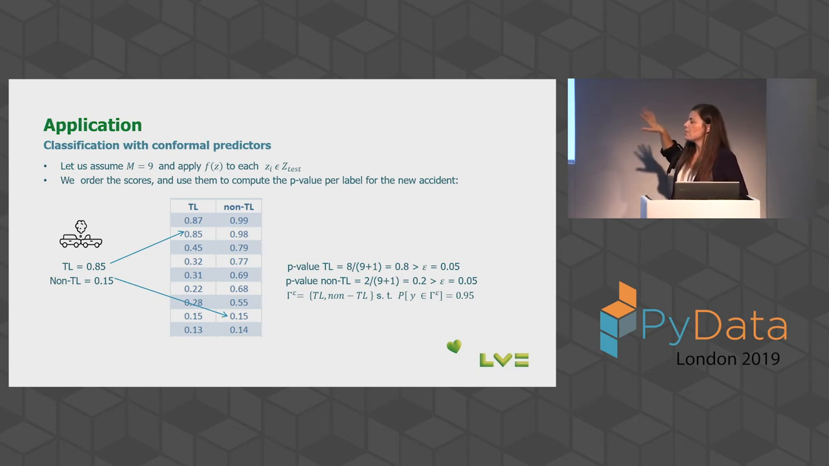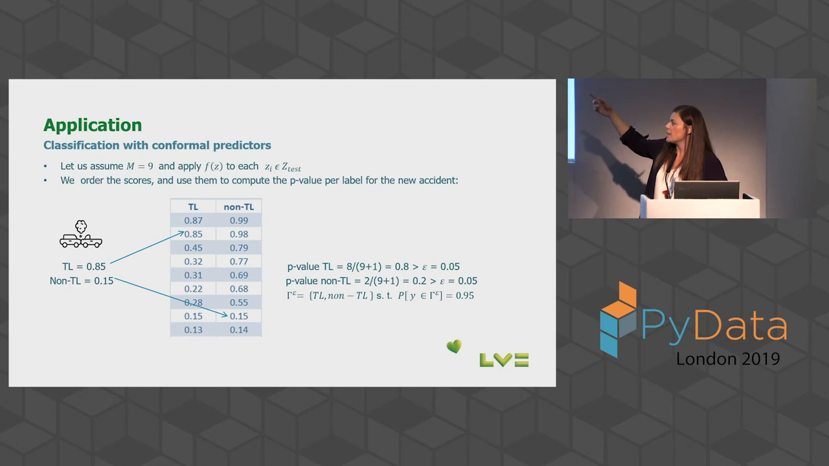Just to make it simple, I will show the real result later on, but let's assume that in our calibration set we only had 9 examples. As I said before, we have to compute the p-value per label and per new accident, and we have first all the scores per label. In our case, we have 2 labels, one is total loss, the other one is non-total loss. And this 0.87, 0.99, this is the average of the probabilities of the one that is not calibrated plus the one that is calibrated, divided by 2.